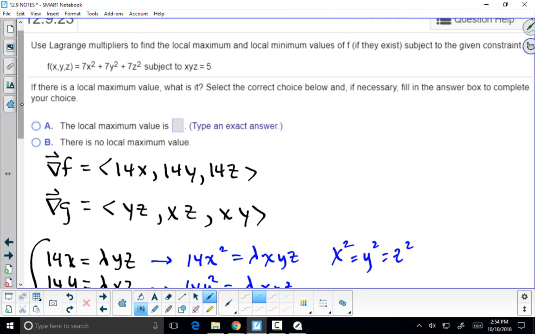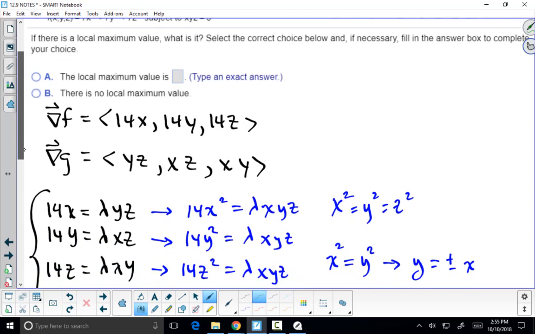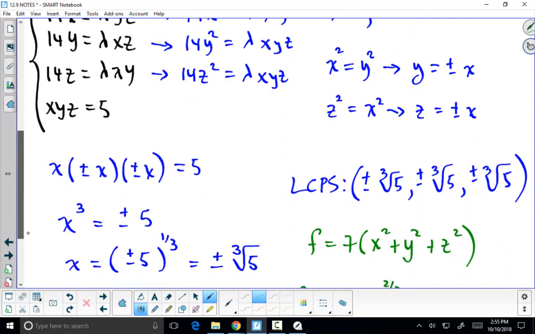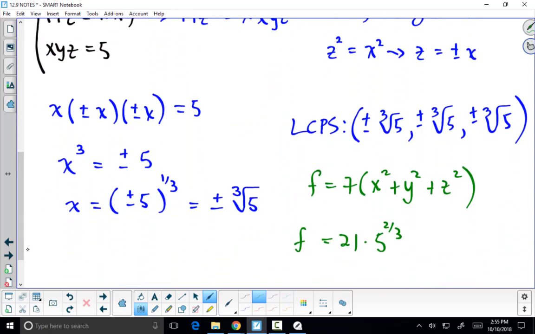If there is a local maximum value, what is it? Select the correct choice below. The local maximum is, there is no local maximum. Could you just go back to the thing and try it? Yeah, can we just? That feels weird.